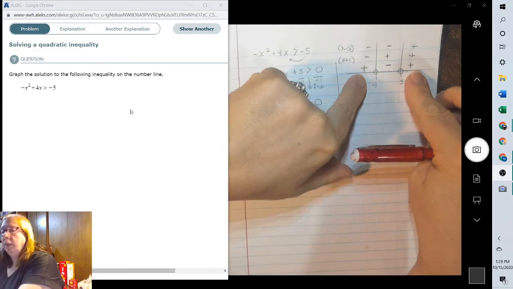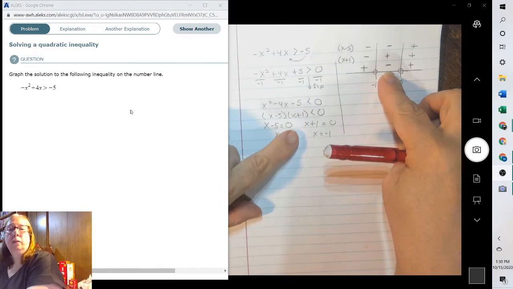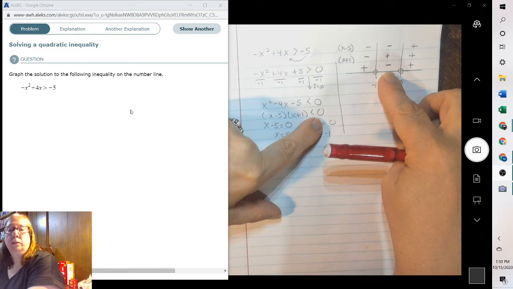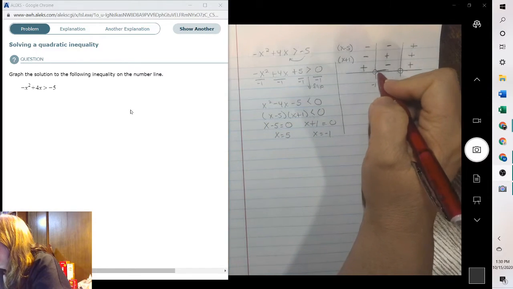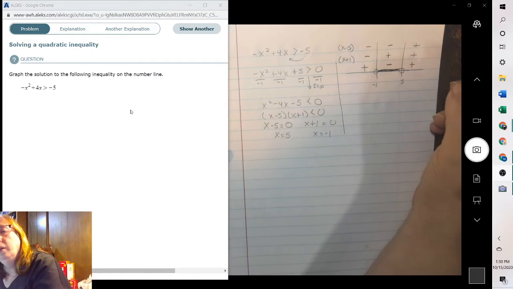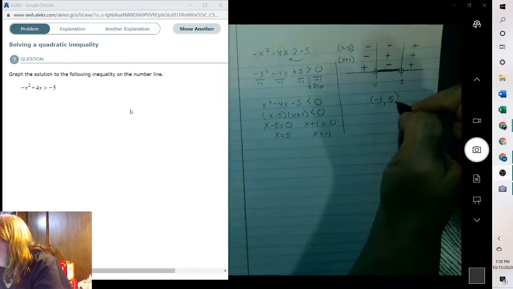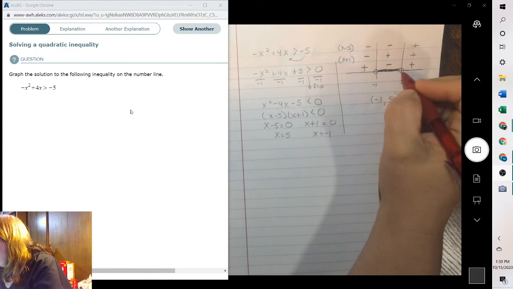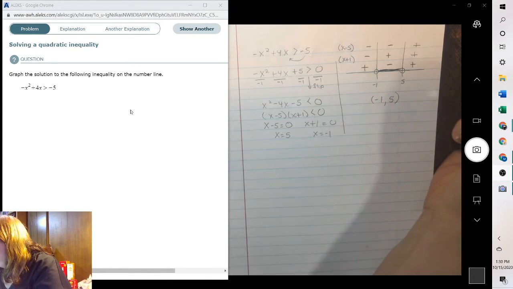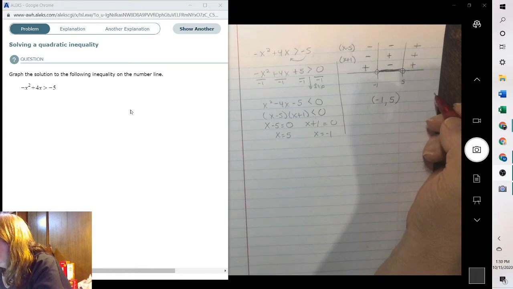So these two sections are greater than 0. This one is less than 0. We want less than 0. So here. And that graph would be your answer. If you need an interval notation, -1 to 5, and they'd both be parentheses because we're not including the endpoints. I think that's it.